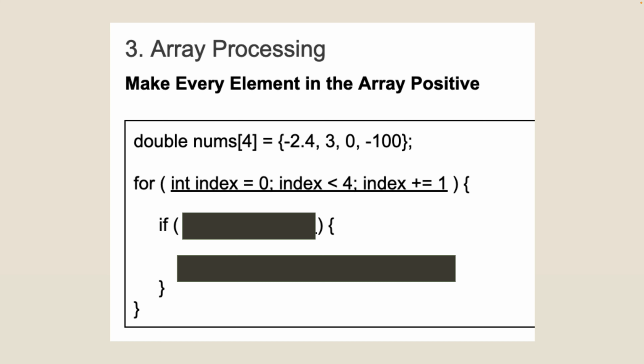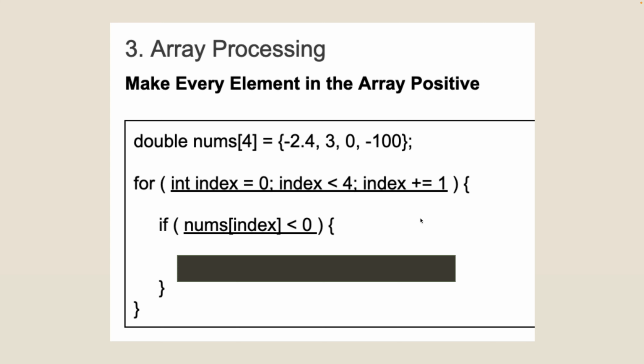In the if statement, we said we only want to run code for the negative 2.4 and the negative 100. So what can we put in our if statement? If nums of index is less than 0. Again, if we're trying to get every element, nums of index will give us every element, because the first time the loop runs, nums of 0 will be negative 2.4. Then the next time, nums of 1 is going to be equal to 3, nums of 2 will be 0, nums of 3 will be negative 100, and then we'll never get nums of 4 because the for loop will exit before that.